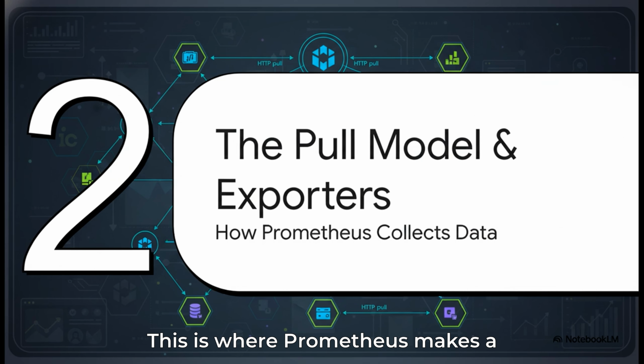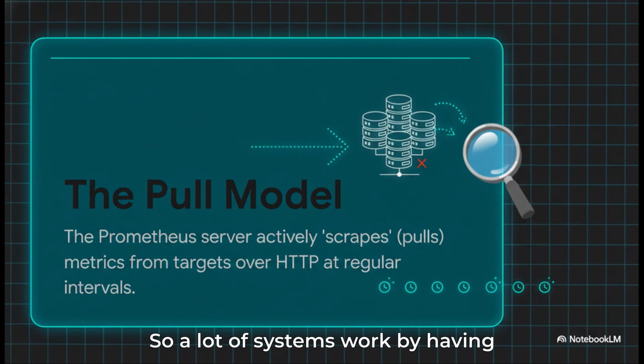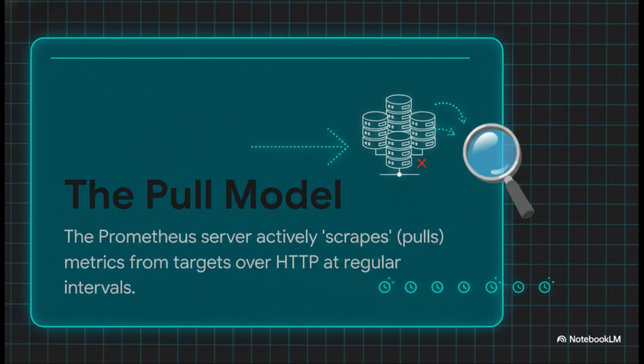Okay, so how does it actually get the data? This is where Prometheus makes a really interesting and kind of unique architectural choice. Let's talk about its pull model and these things called exporters. A lot of systems work by having your applications constantly pushing data to a central server. Prometheus flips that script. The Prometheus server actively reaches out and pulls, or scrapes, the metrics from your services. This is a huge deal because it means the server is in control.